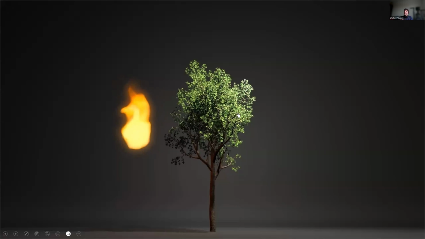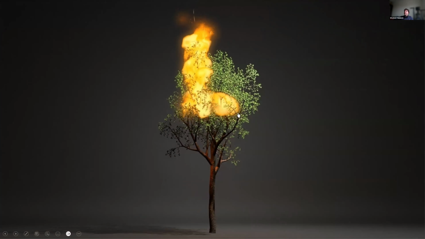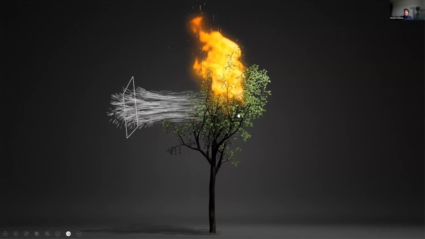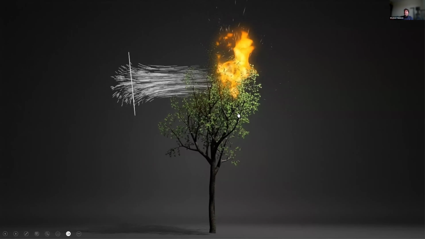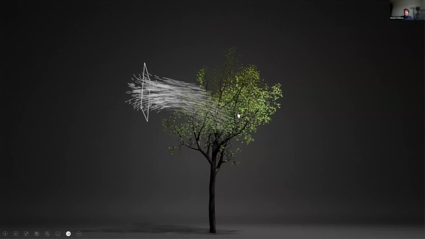So here, another example of how we can interact with the model. Here we again set some branches on fire. Then our fire simulation, our combustion model, goes over it. We can interact with the tree here and rip the tree apart. We can also generate other modes of interaction with our simulation. So here, for example, a wind field, which we impose on the fire.